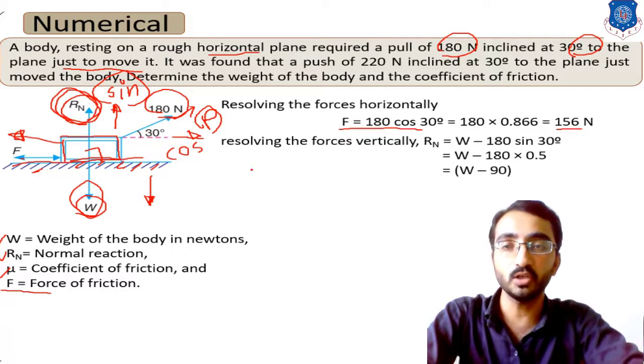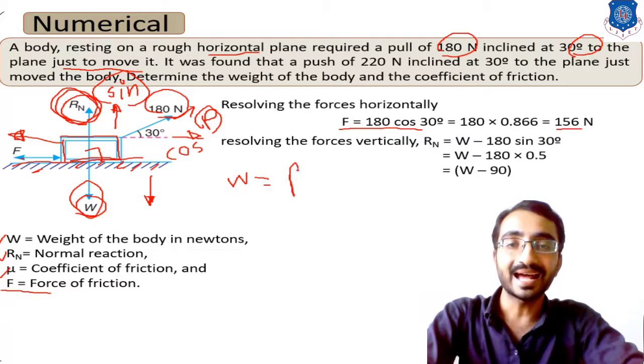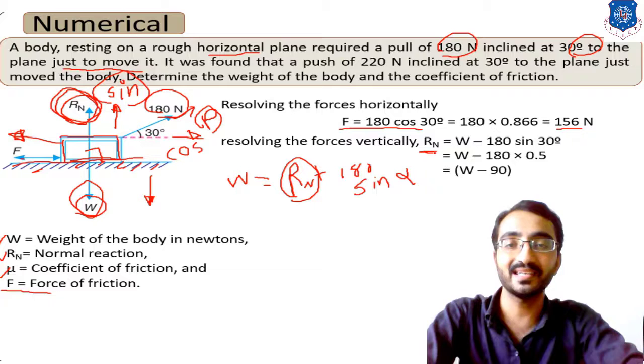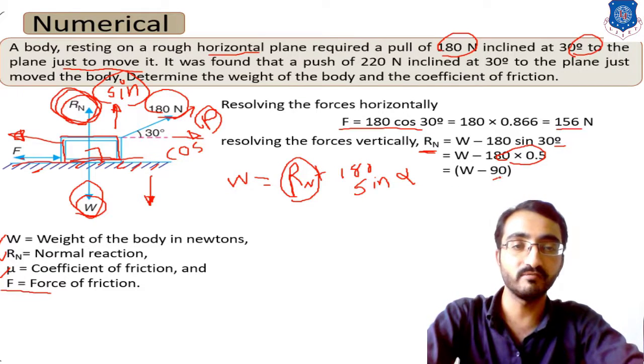Okay, so if we want to write down the equation, then over here we have to mention that W is equal to Rn plus P sine alpha, or we can say that 180 sine alpha. Now in this equation, if we make Rn the active component, then from this equation we can say that Rn is equal to W minus 180 sine alpha. That's why we can say that it is W minus 90. Okay, simplifying these terms will give us the value of 90.